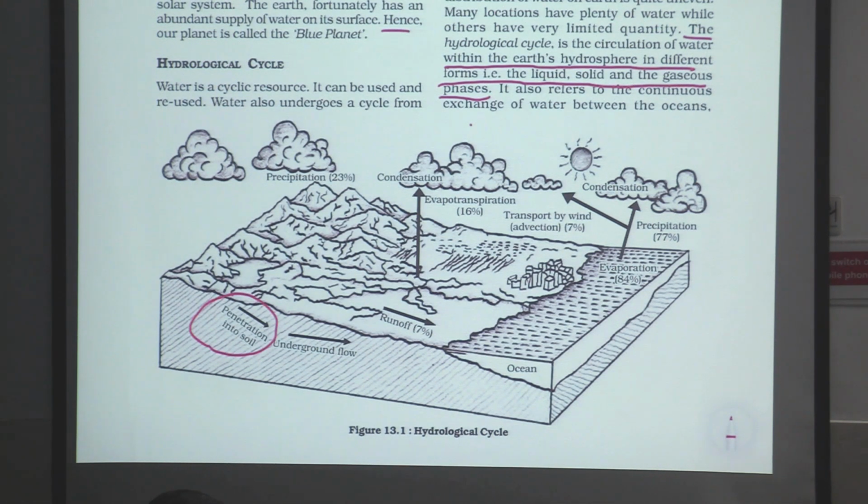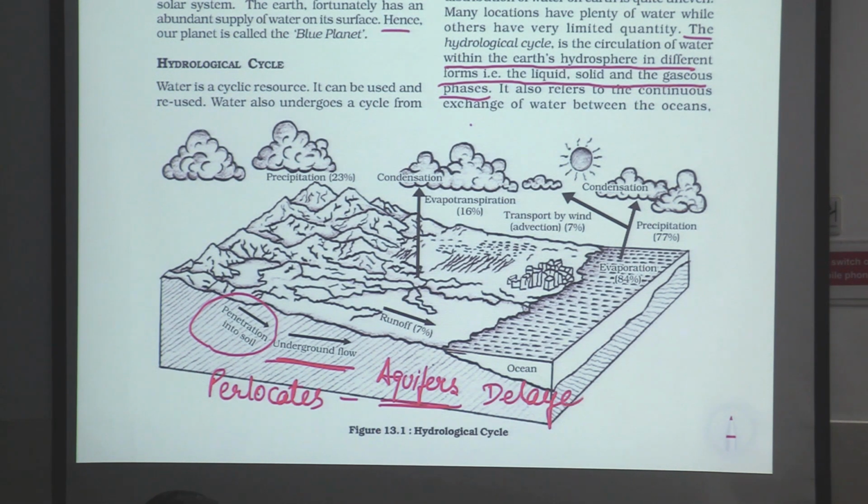Penetration to soil, underground flow. Once the water percolates, I am talking about precipitation, water percolating to nourish subsurface aquifers. By default, it will not be returned back in the process of evaporation that swiftly. So, will it not be the example of delayed hydrological cycle?